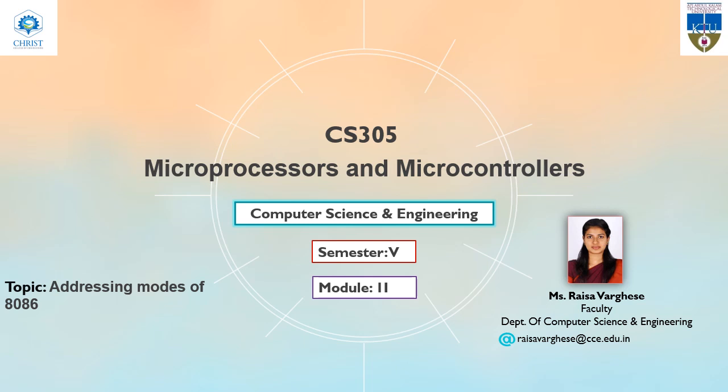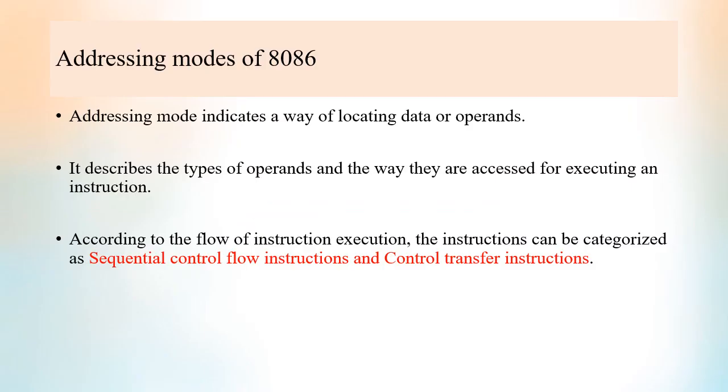In this video segment, we will be discussing addressing modes of 8086. Addressing mode indicates a way of locating data or operands. We know that inside instructions there are operands. How these operands are accessed for executing an instruction, there are different ways to do that, and those different methods are called addressing modes of 8086.